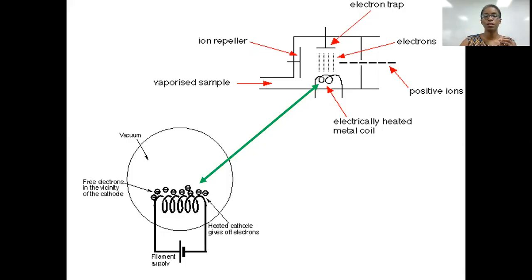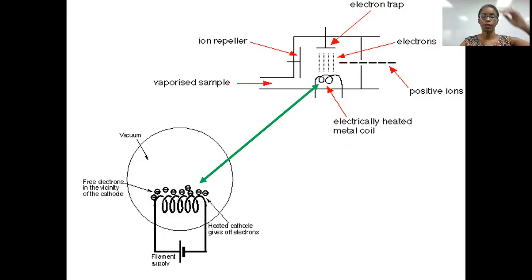On the opposite side of that coil is our electron trap. Now, what is our electron trap designed to do? As the name suggests, it's going to trap the electrons. That electron trap is going to have a positive charge. And because it has a positive charge, it's going to pull the electrons from the coil's surface across to meet it.